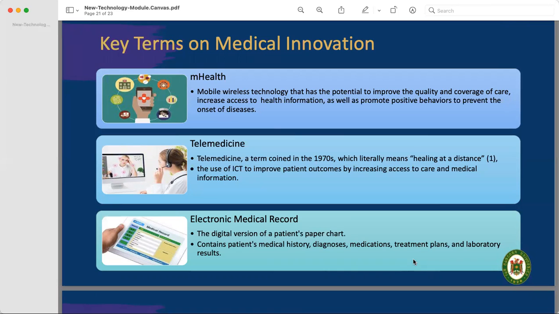Another key term is telemedicine. Telemedicine is a term coined in the 1970s, which literally means healing at a distance. So the use of information and communications technology is employed to improve patient outcomes by increasing access to care and medical information. Another key term is electronic medical record, which is the digital version of a patient's paper chart, and it contains the patient's medical history, diagnosis, medications, treatment plans, and laboratory results. Right?